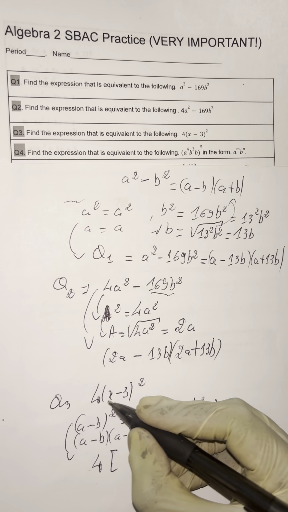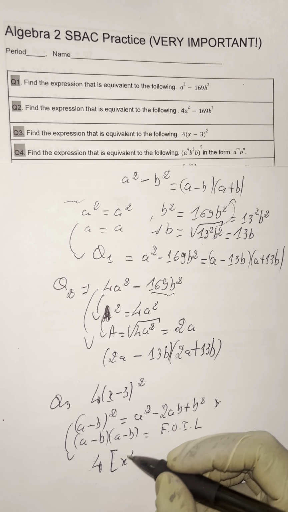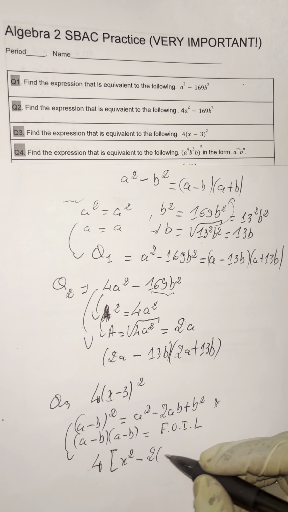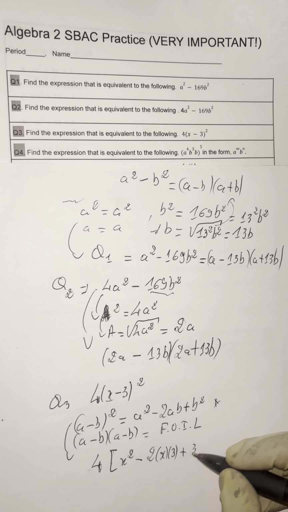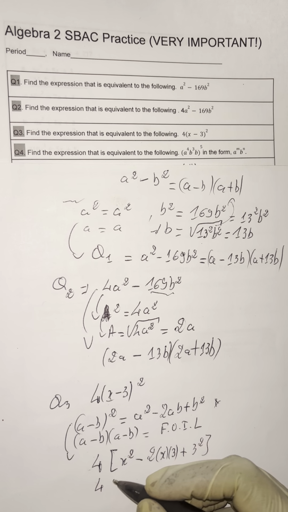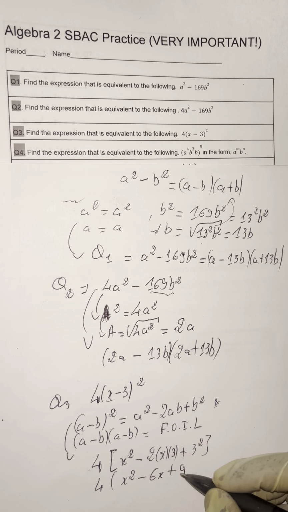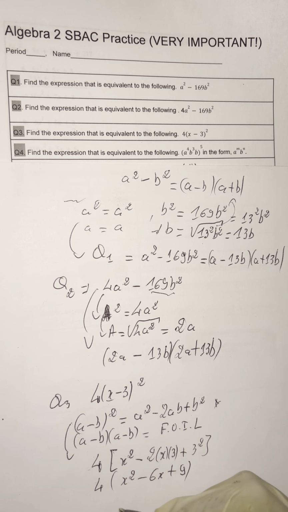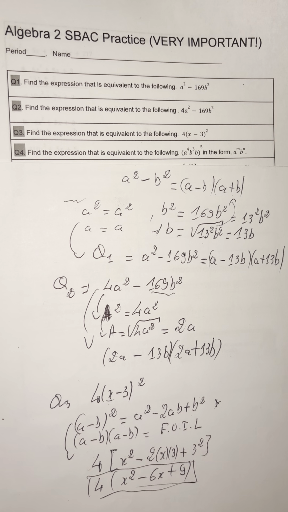So a is x, b is 3, so my a squared is going to be x squared. My 2ab is going to be 2 times x times 3, and b squared, which is 3 squared. That's just going to turn into x squared minus 6x plus 9. Now from this point on, it's up to you guys. If you want to multiply 4 into the parentheses, or you could just leave it like this. But this should be correct.